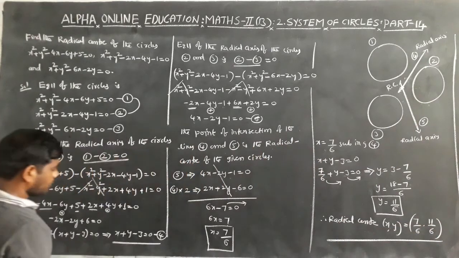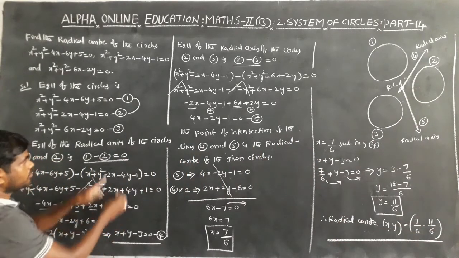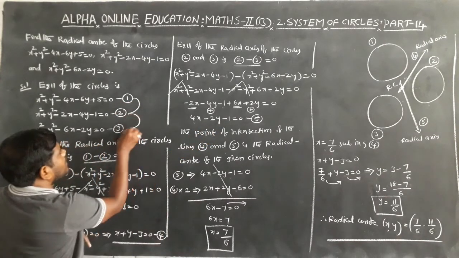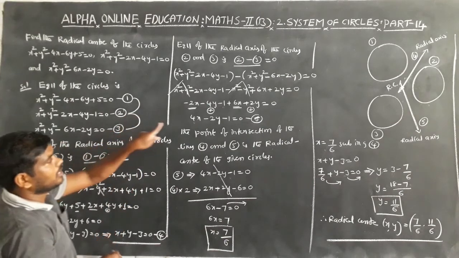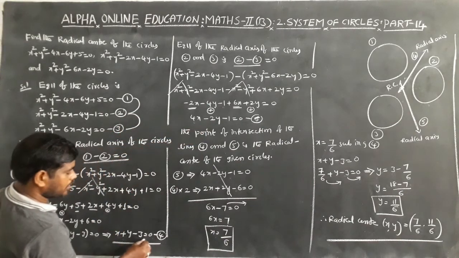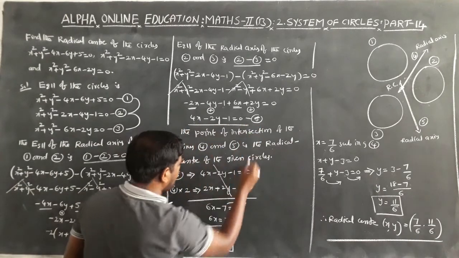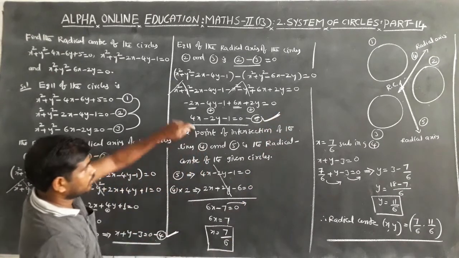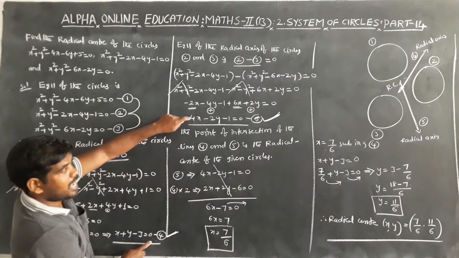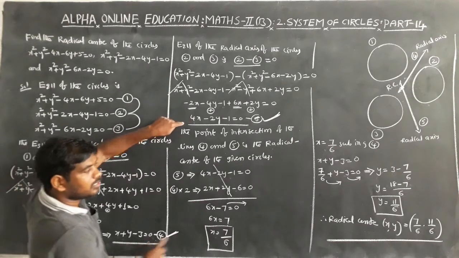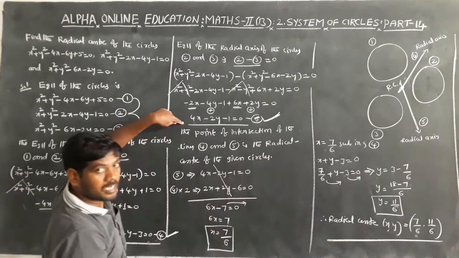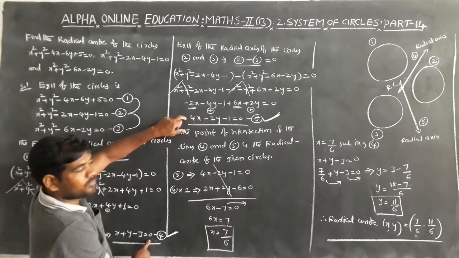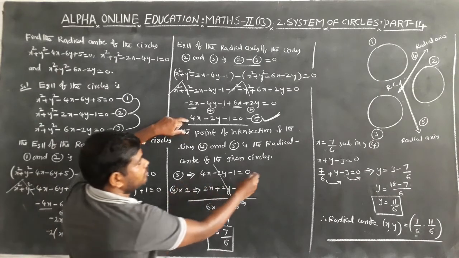First of all, find the radical axis equation of the first two circles. Again find the equation of the radical axis of the second circle and third circle. The point of intersection of the radical axes 4 and 5 is the radical center. Solving 4 and 5, write down the fifth equation similarly.